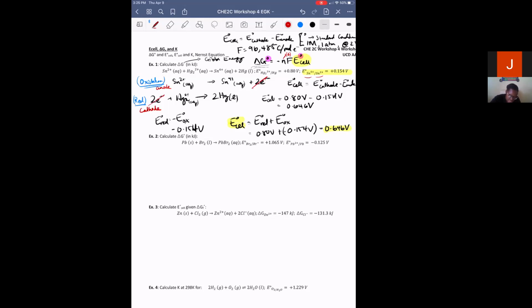Faraday's constant is given. I already wrote it here. And we've calculated Ecell all the way down here. When we combine these 3 values together, we'll get delta G. And our delta G, our final answer, should be equal to negative 1.2 times 10 to the 2 kilojoules. This would be our delta G. And since we're in standard conditions, this should actually be delta G standard, right?